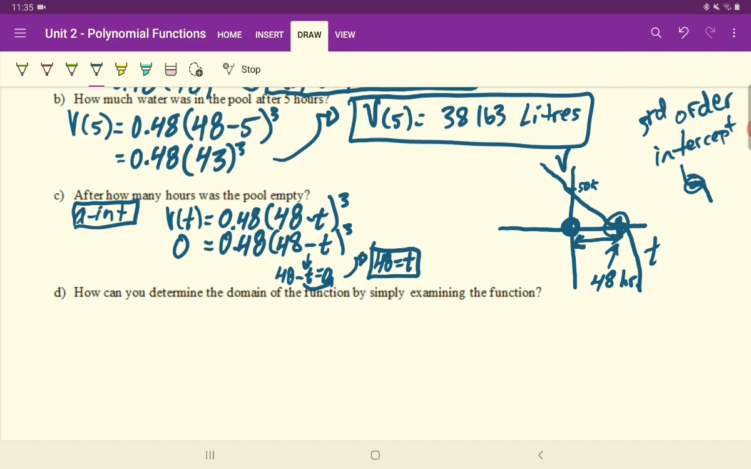Okay? How can you determine the domain of the function by simply examining the function? Okay, well, I just drew a sketch here. So let's actually go into Desmos and I'll actually draw the graph. Okay, and we'll examine the function from there, but then we'll also take a look at the equation and then we'll look at how we can answer this question.